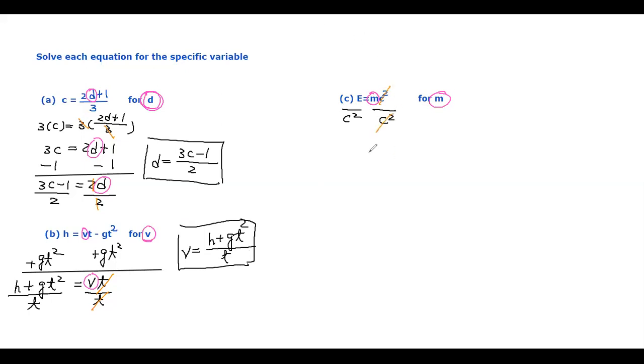Okay, this one is quite simple. So M is equal to what? This is E over C squared, right? So I can rewrite it like M is equal to E over C squared.